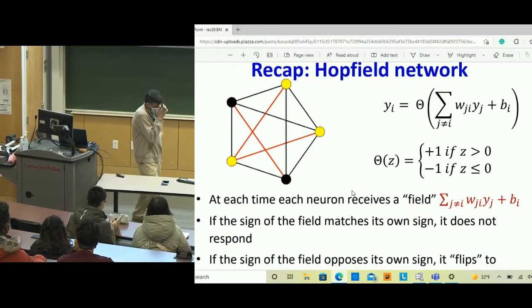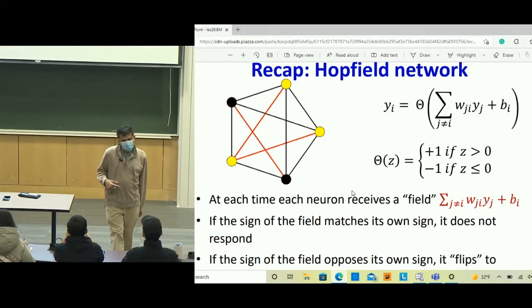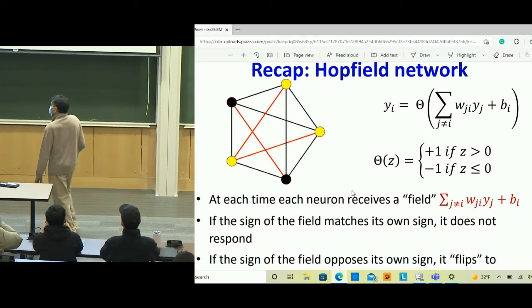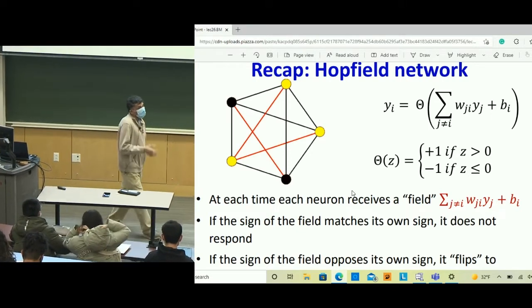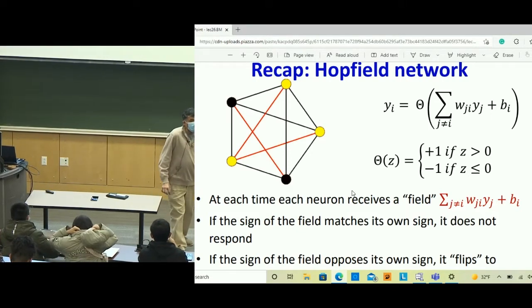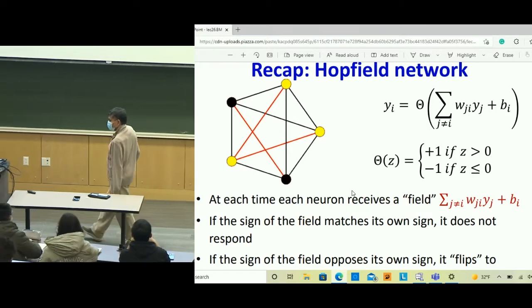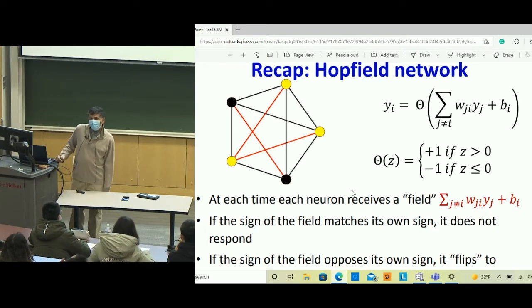So quick recap, we saw what a Hopfield network was. It was a loopy network where neurons activated other neurons. We also saw that the way the network operated, each neuron tried to align itself to the local field. So if the field was positive, the neuron became positive, otherwise it stayed negative. And this meant that a neuron would flip if its sign was not the same as the sign of the local field.